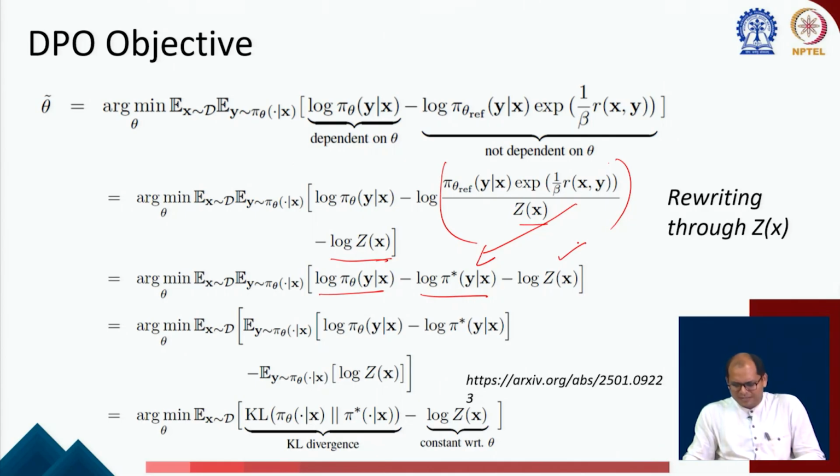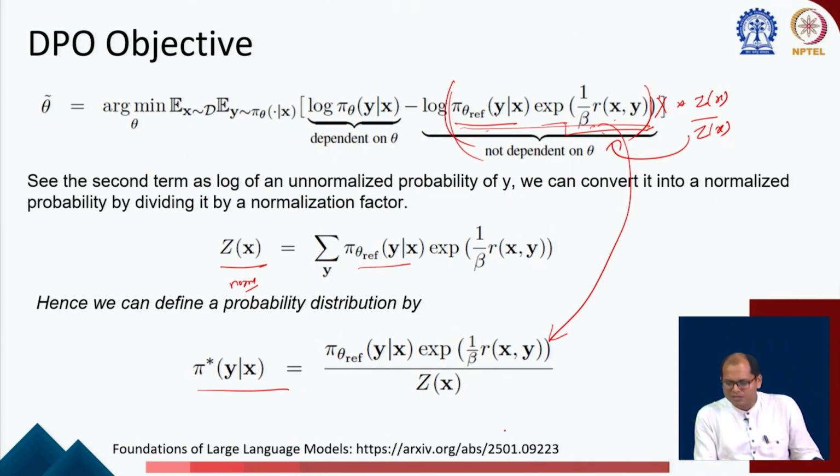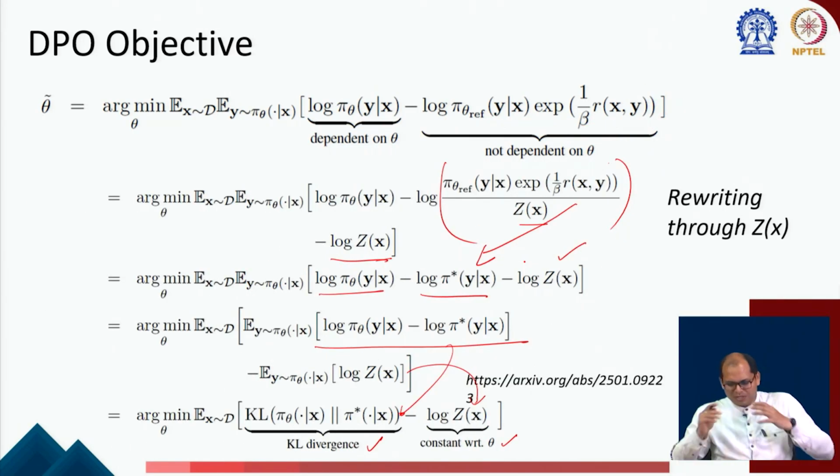Now I will take these two terms together because I want to call them the KL divergence between pi theta and pi star, and I have minus expectation over log g x. So these are the two terms I get. One is a KL divergence, and the other is the normalization factor, which is constant with respect to theta, because we saw g x comes from pi theta ref, there is no theta term. So this is how I can write the objective. Good.